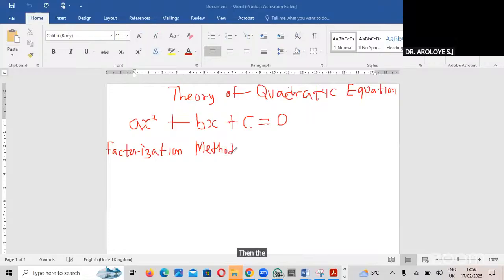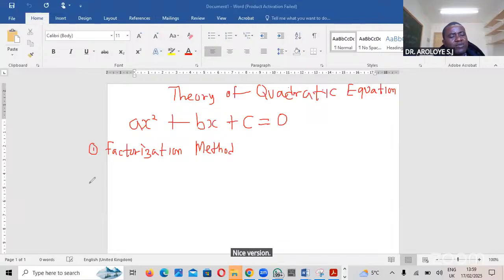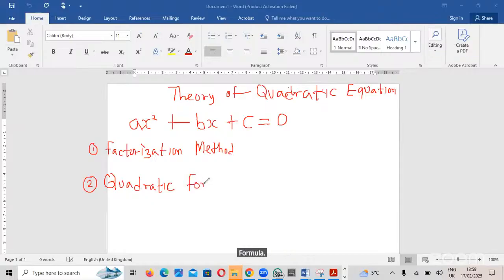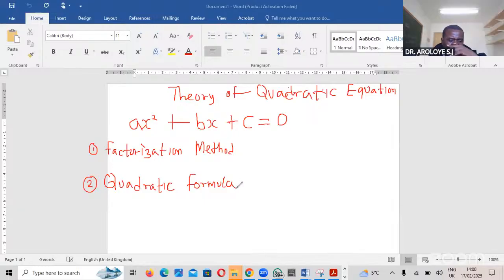Then the second method is through the quadratic formula.